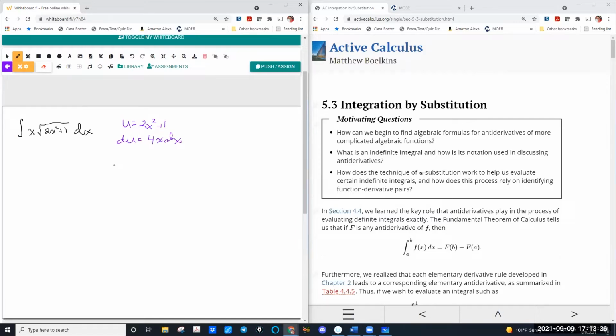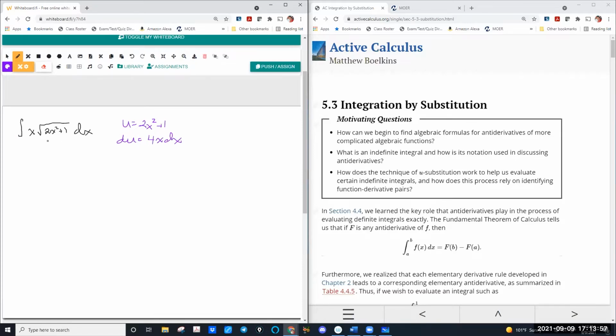Now, there are too many variations, obviously, for me to go through all of them. You saw some examples in the lessons. You're going to see some more examples in the homework. You're going to work on some more examples today. And you'll get used to choosing your u in a lot of different situations.